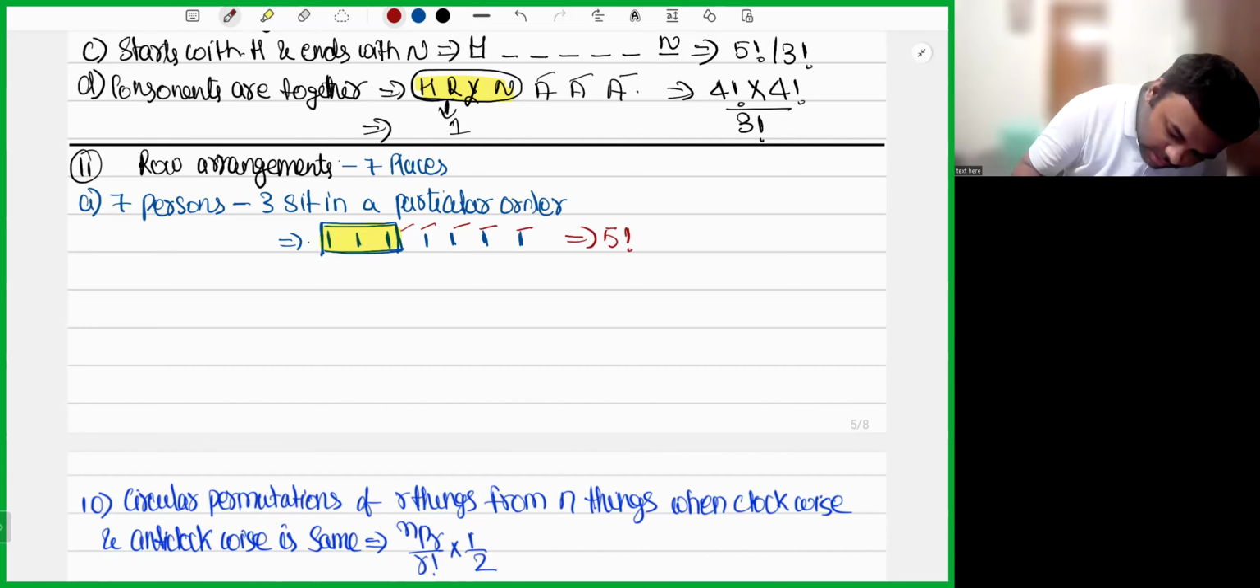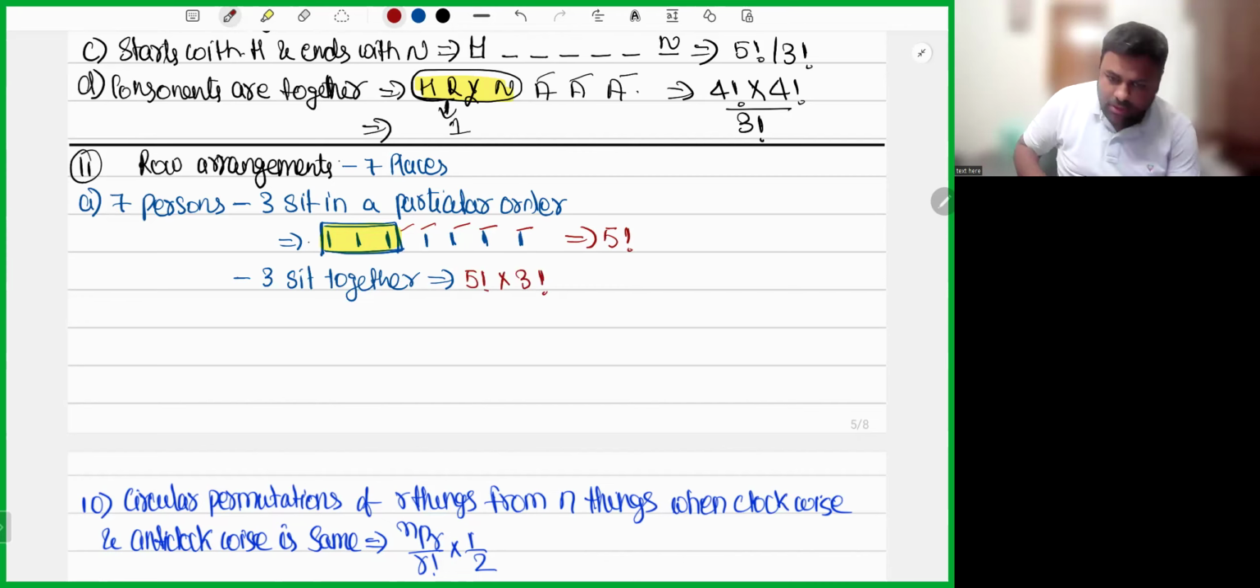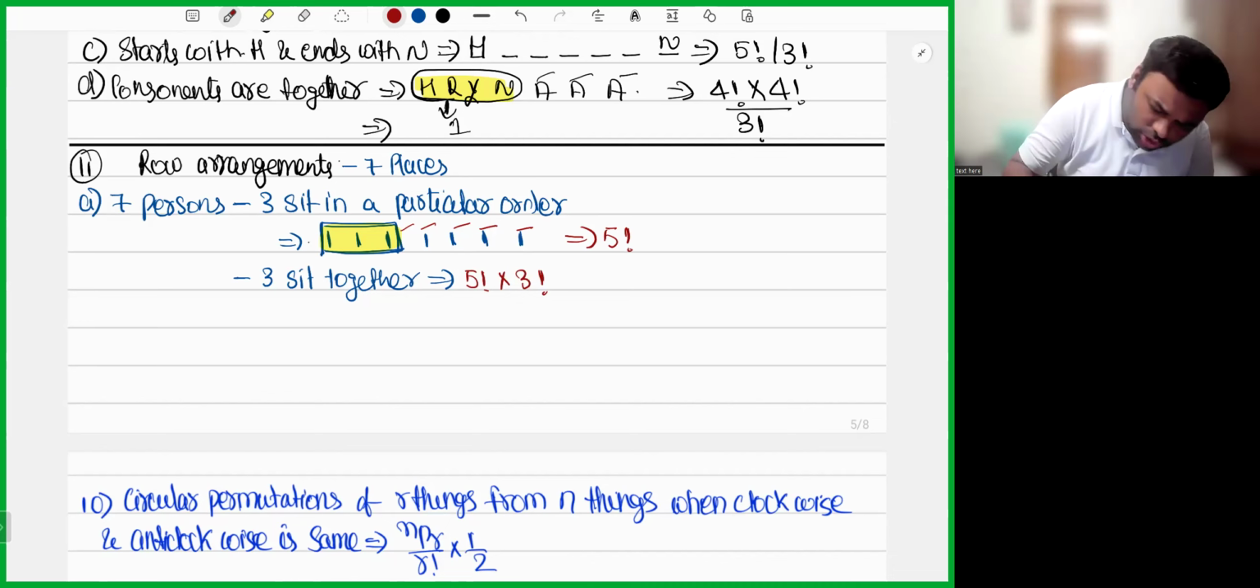Sir, what if it is like this? 3 sit together. When he is telling 3 sit together, then you can do 5 factorial into 3 people interchanging among themselves, 3 factorial. So I hope you understood the difference: particular order and sit together. Particular order means they cannot interchange among themselves. Now 3 sit together: you can sit together and they can interchange among themselves. There is no issue.